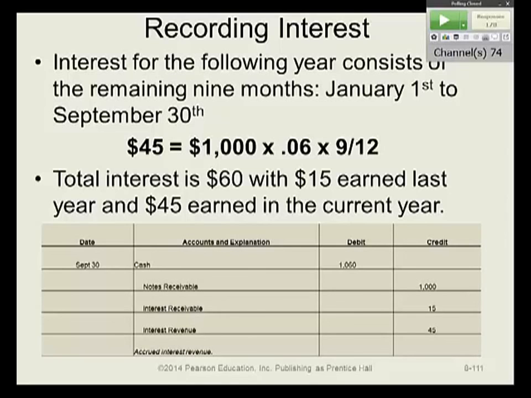All right. Any questions on that calculation? Should be, I think, relatively easy. Just have to make sure you prorate it based on the fraction of the month. Okay.